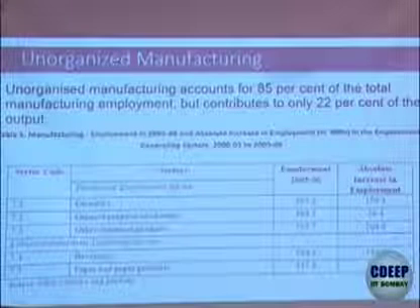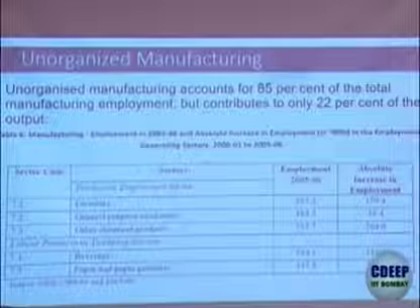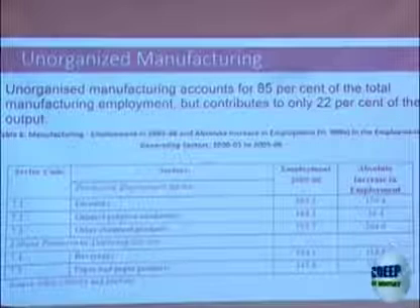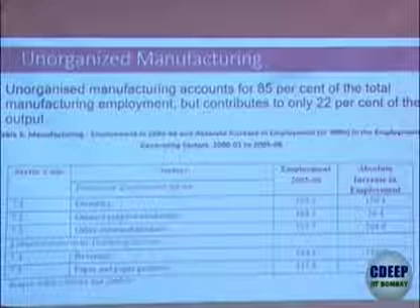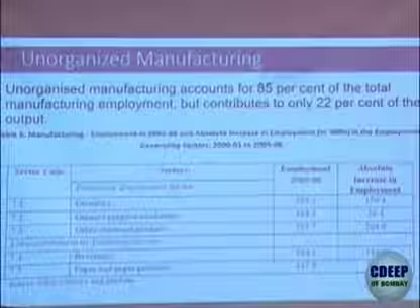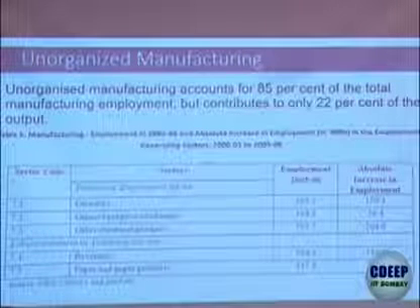We have the unorganized manufacturing sector as well, which constitutes around 85% of the total manufacturing employment but contributes only 22% of the output. So output is very low, but the number of people involved in this sector is quite large. You can see small steel industries doing forging and similar manufacturing industries.